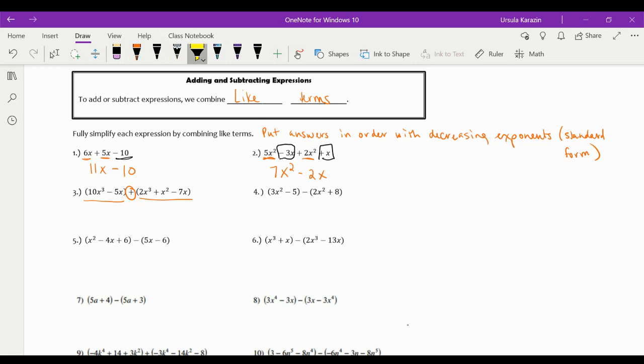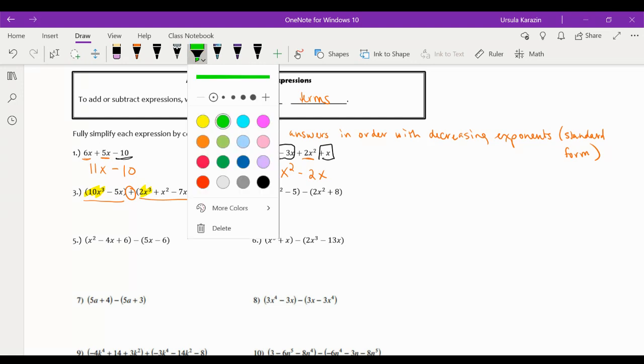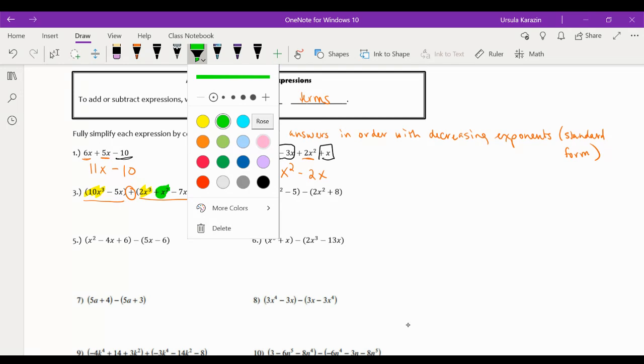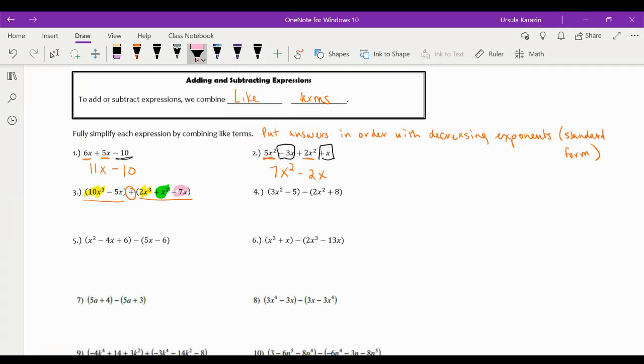So now I'm going to do some highlighting since I've already done some underlining. So I've got some cubes here, and then I have a squared, but I only have 1 squared. And then I also have some x terms. Okay, so let's start with the x cubed because I want these in decreasing order. So let's go ahead and start with these.